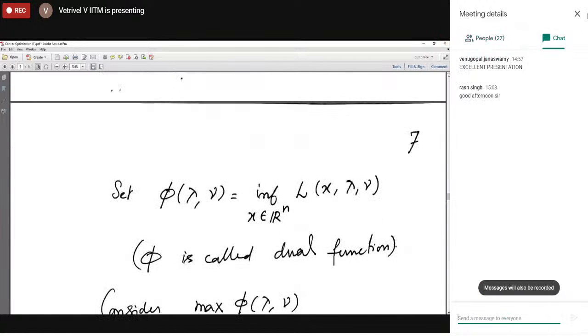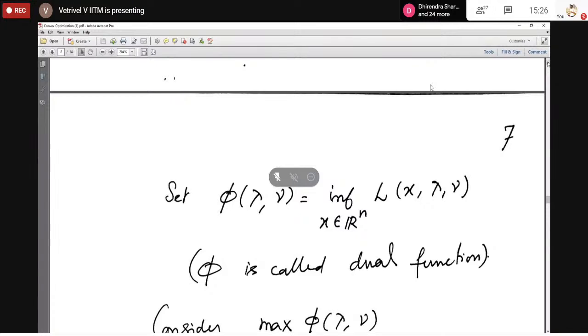Now, once I have this Lagrangian function for a given primal problem, I set phi of lambda, nu. For every lambda, nu, I minimize this L function, this Lagrangian function, over x in R^n, and this is an unconstrained problem.